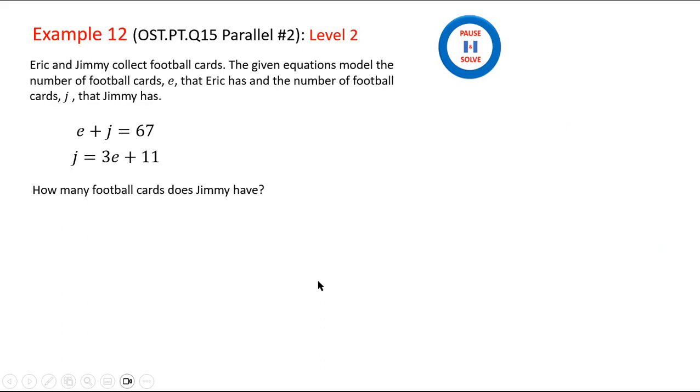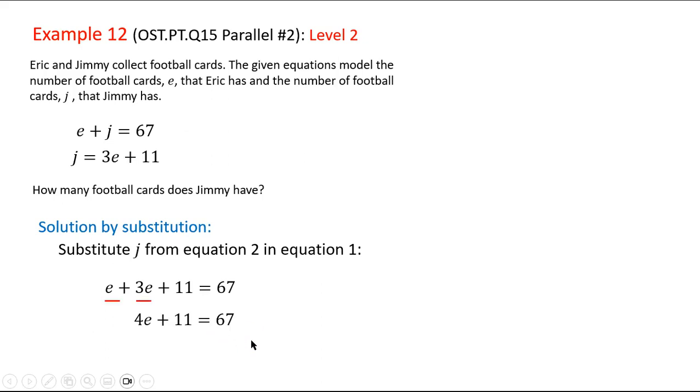A similar one: Eric and Jimmy collect football cards. The given equations model the number of football cards, E, that Eric has and the number of football cards, J, that Jimmy has. How many football cards does Jimmy have? So I need to find J. Again, take J from here, put it here.